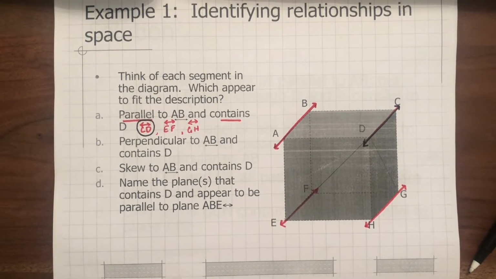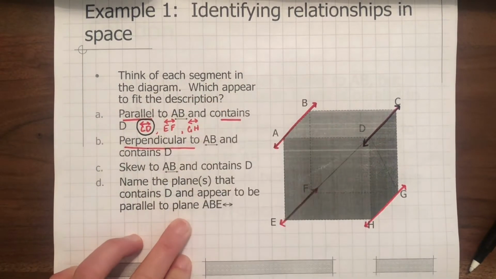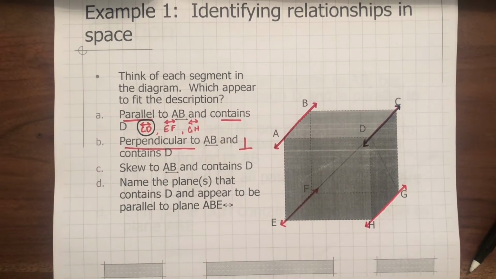On B, it says, which one is perpendicular to AB? Perpendicular. Now remember, perpendicular forms a right angle at an intersection. So let's look at which ones would be perpendicular to AB here. There are actually a few.